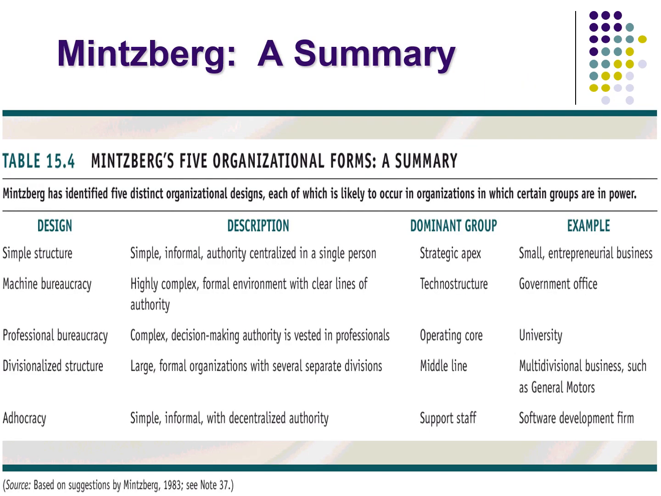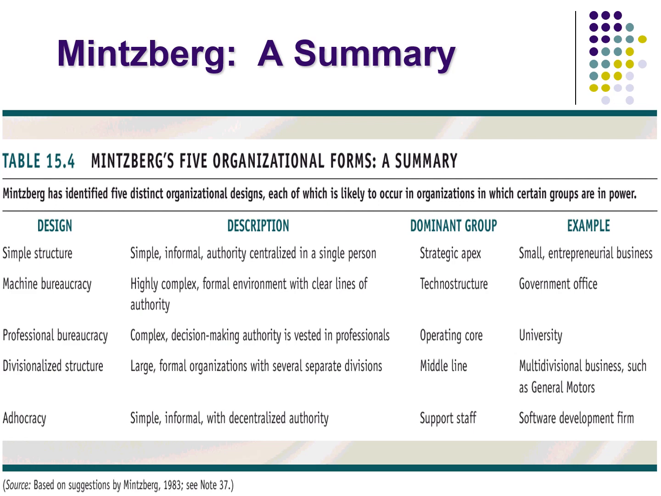So, summarizing Mintzberg's ideas, we have those 5 designs: simple, machine, professional, divisional, and adhocracy. We have our description, we have our dominant group, and we have examples. A dominant group that's dominated by the strategic apex is generally going to be a small entrepreneurial business. Not always, but generally. The technostructure is usually going to be a very stable organization in a stable environment that needs a lot of hierarchy. Government offices and bureaucracies are an example of this.